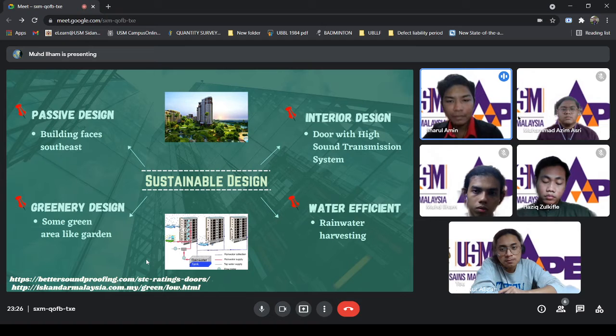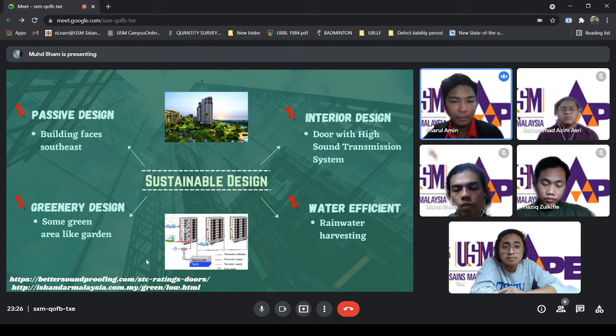Interior design also can be sustainable, like doing interior design with a sound transmission class higher than 45. It can reduce noise in the interior area. For example, we can put in a door or a wall with a higher sound transmission class. Furthermore, having rainwater harvesting in the building is one of the components that can help the building be sustainable. It can make water use in that building efficient. Okay, next slide.